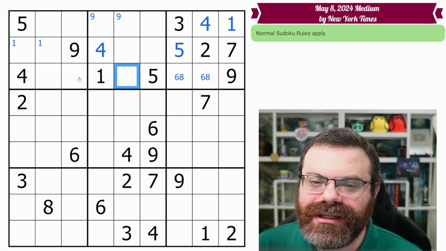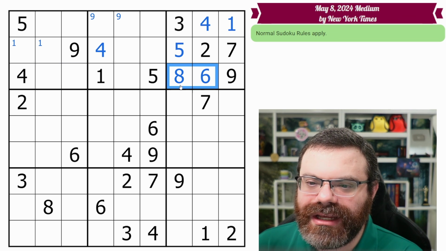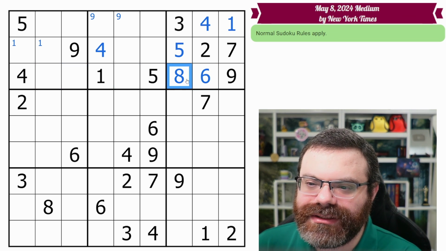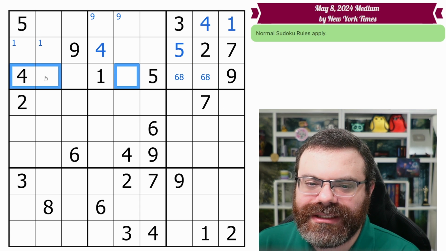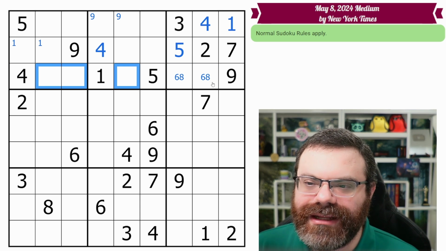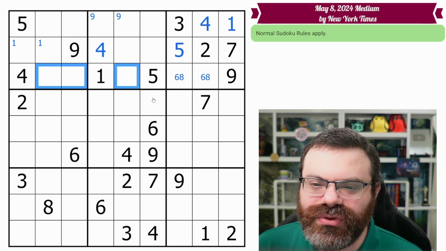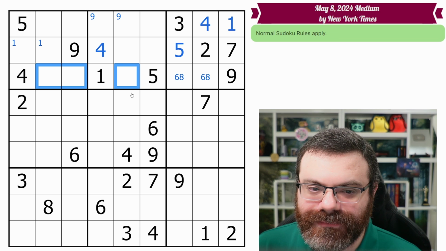So the row doesn't care how it resolves. If this is 6, 8, or if this is 8, 6, this row still sees an 8 and a 6. So the result is that these three cells are going to be the three digits that aren't accounted for yet in this row. 6 and 8 are accounted for. So we need the 2, 3, and 7.